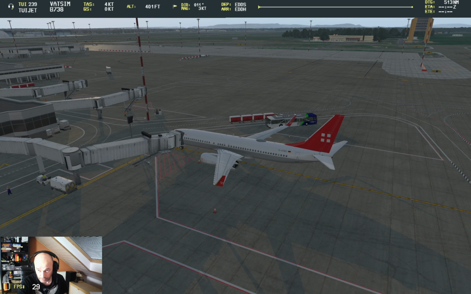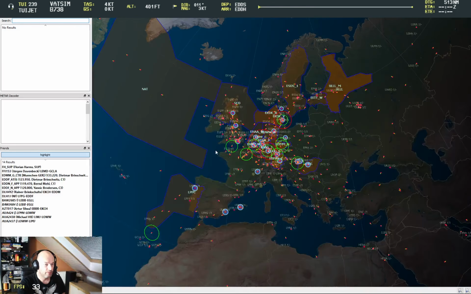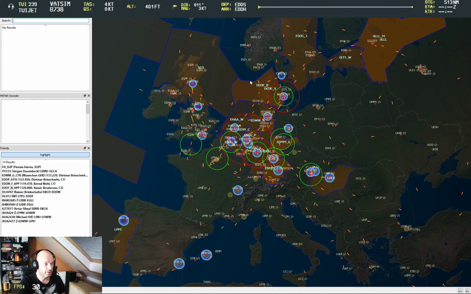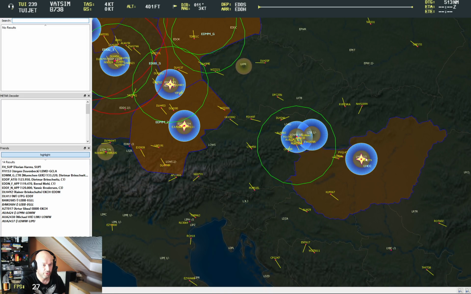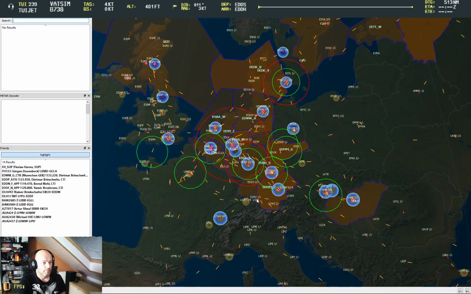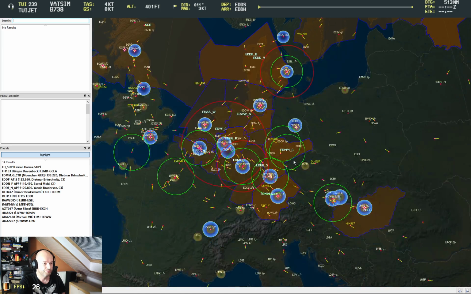So for this, I normally use this program, which is called QtScoop. Regular viewers know it already. And this is the current situation here in Europe. You see all the red areas, they have ATC, center control, and the blue circles are approach controllers and the diamonds and this kind of stuff here. This is tower and ground control. And this is the current ATC situation here in Europe.